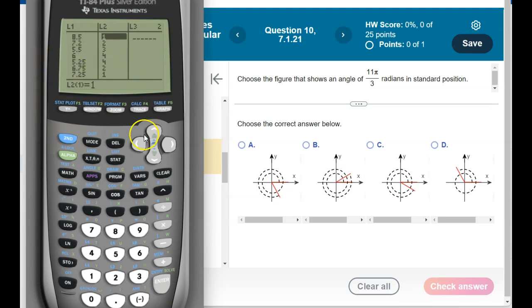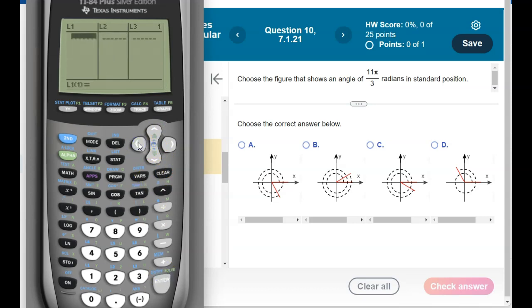If you don't have numbers, you can just skip ahead to when I start putting the numbers in. But if you do have numbers in there, just go up to the very top where it says L1, L2, and just hit clear, enter. All right, and that clears out the list. I'm going to go over and do it for L2, clear, enter. All right, and now I'm ready to plot.